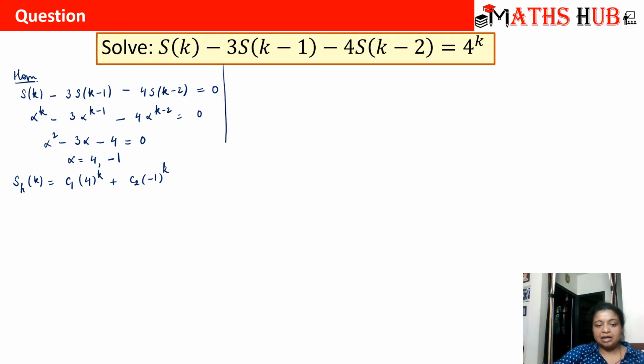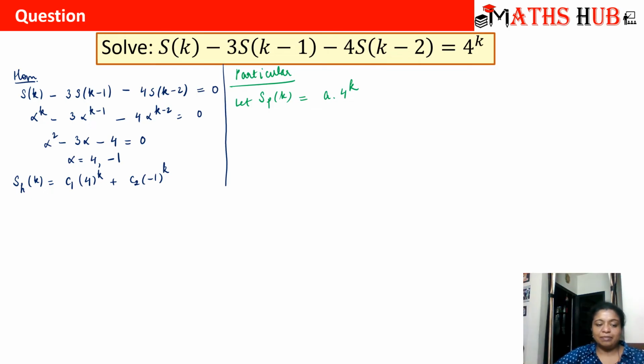Right? Now let us calculate the particular solution. So what is the particular solution? So for the particular solution, let us take the trial solution. So let S_P(k) be equal to 4 to the power k. So let us take it as a into 4 raised to power k, some constant times 4 raised to power k. Now let us check, is any term of the homogeneous solution same as the particular solution. So you can see there is a term 4 to the power k and there is a term 4 to the power k. So it is matching, right?